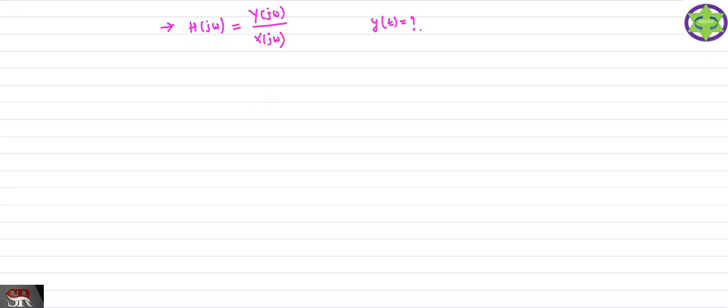Three types of problems are involved. The first problem is finding the transfer function for the given system. The second problem is finding the impulse response, which is h of t. The third problem is finding the output of the system.